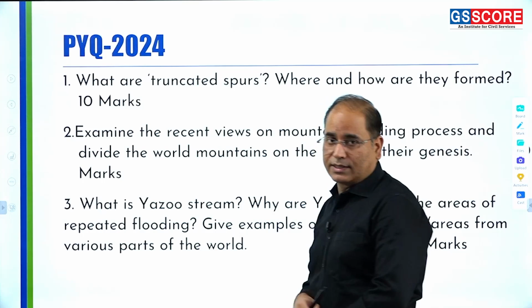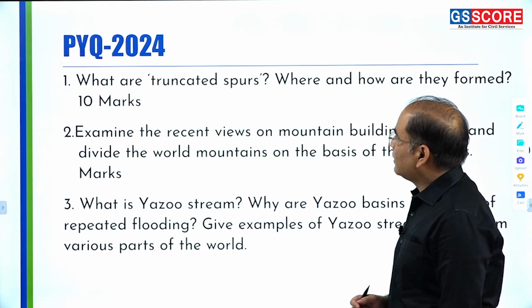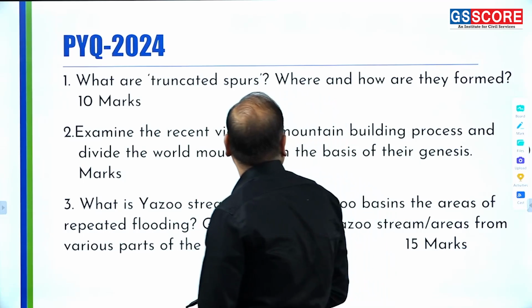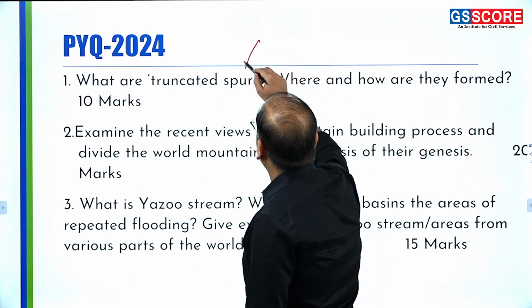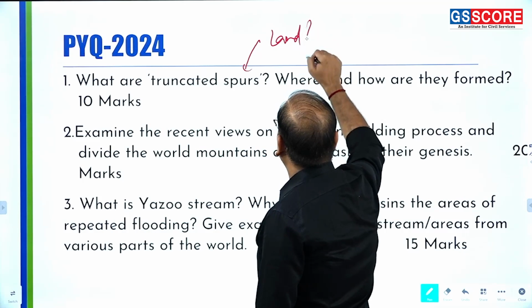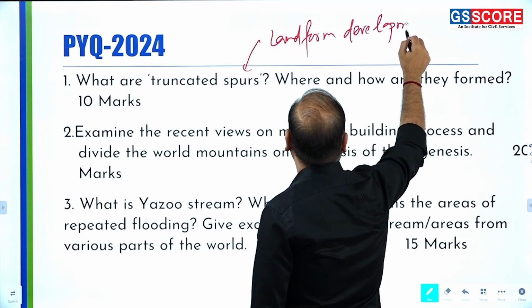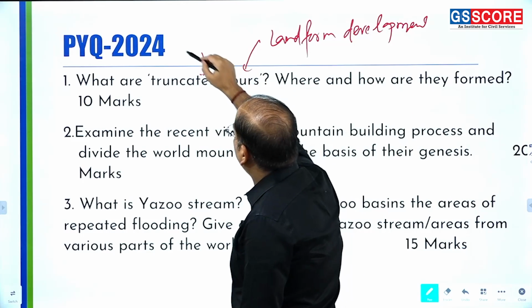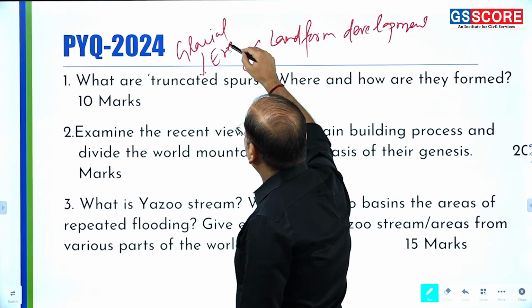Now some of the questions, let's have a look. In 2024 there was a 10 marker. What are truncated spurs? Where and how are they formed? So this is a part of landform development. Basically it's a glaciated landform, a glacial erosional landform.